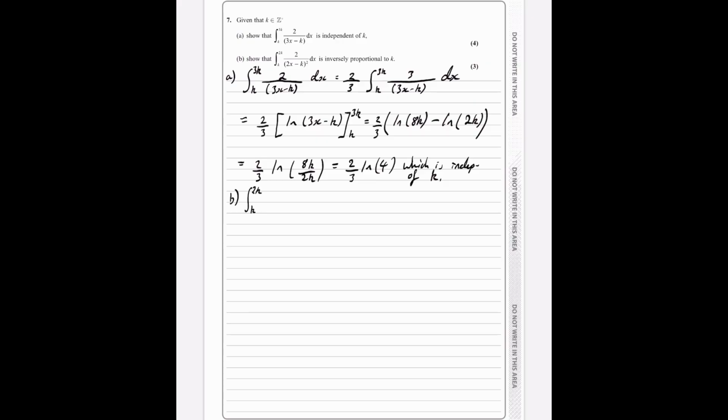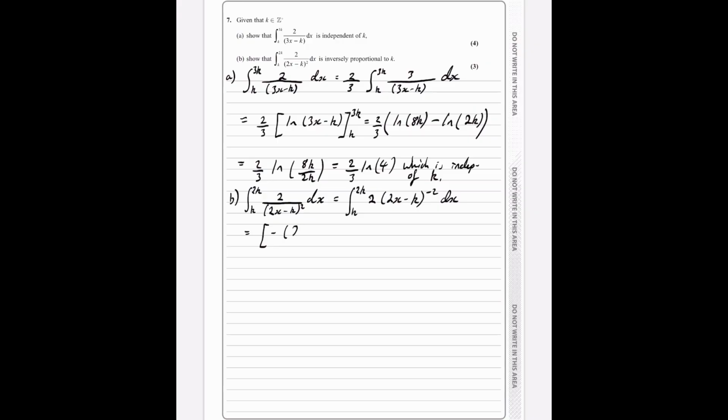For b, we're now integrating between k and 2k. We've squared the denominator, which definitely changes the nature of this integral. This is no longer going to be a natural log. The top's not going to be the differential of the bottom. However, we can rewrite this integral as 2 lots of 2x minus k to the power of negative 2. And this is something we can just integrate without any further changes. So we're adding 1 to the power, adding 1 to the minus 2.